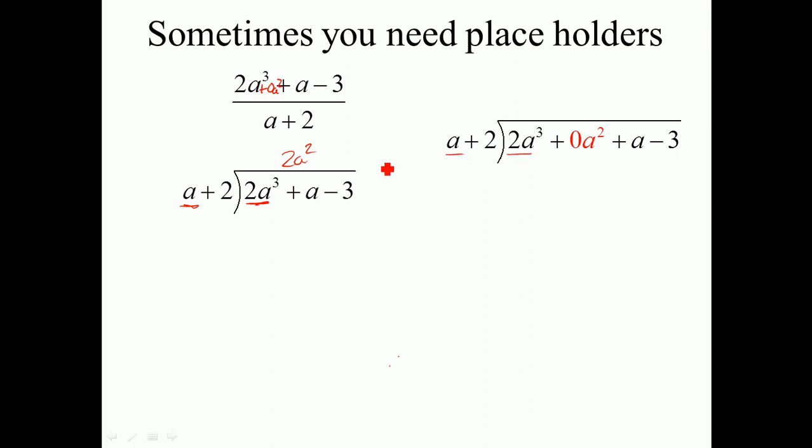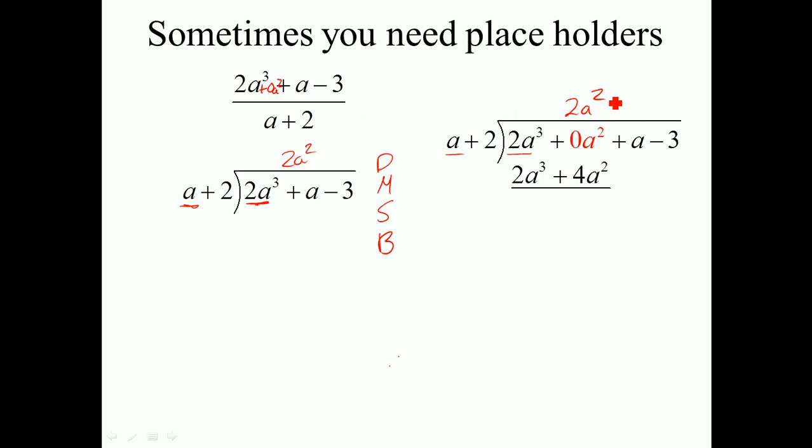Once again, does McDonald's sell burgers? You don't have to write that every time. Sometimes I like to write it. We do our division first. How many times is a going into 2a cubed? It actually goes in 2a squared times. I'll write it. It goes in 2a squared times. 2a squared times a plus 2 is going to give you 2a cubed plus 4a squared.